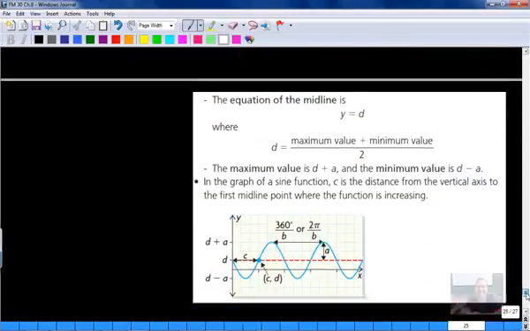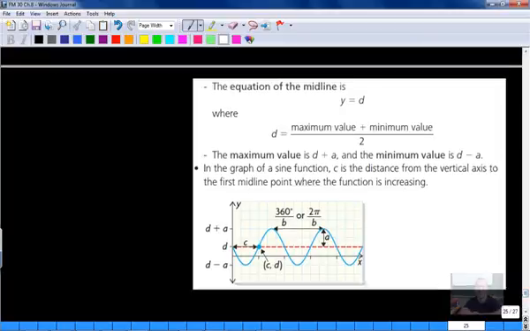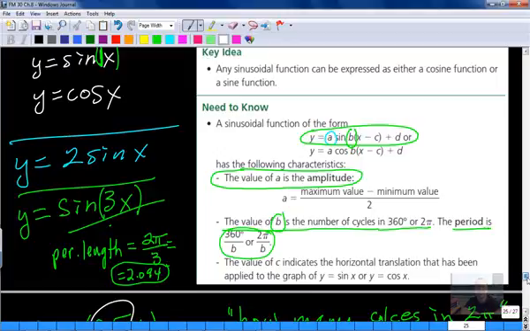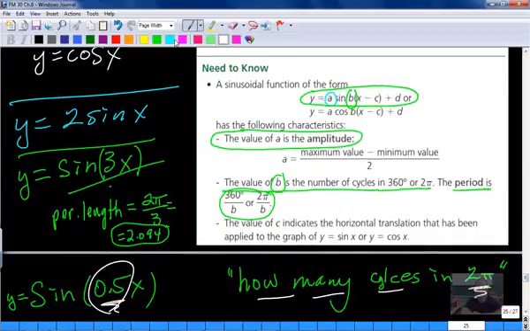All right, let's keep going then. The equation of the midline, if we look at what we're at next here. Oh, no, I guess we missed C. Let's go back to C.